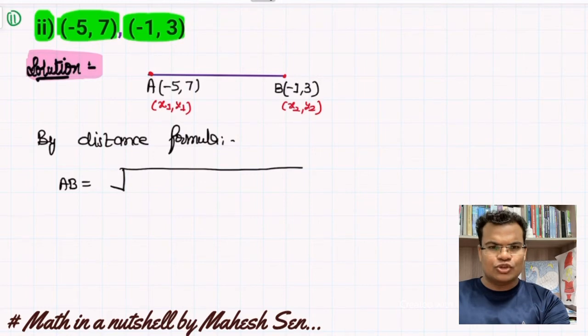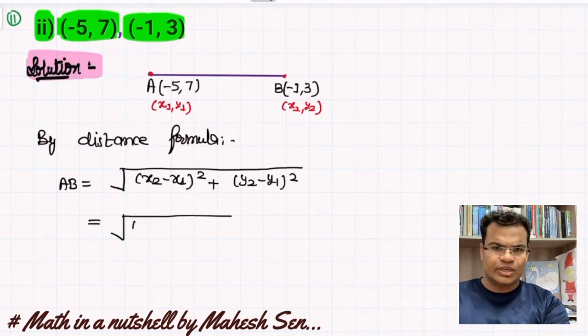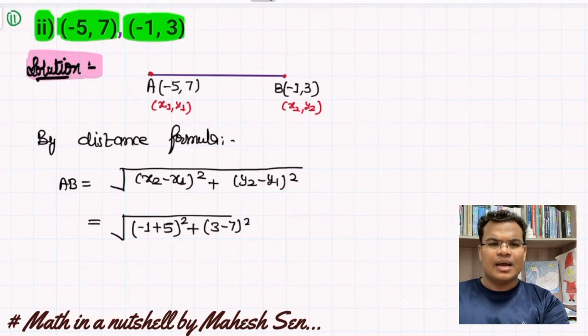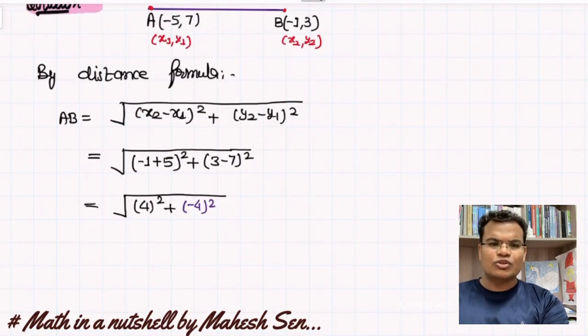So under root (x2 minus x1) whole square plus (y2 minus y1) whole square. Again and again you write it, you will learn this formula and not make any mistake. So under root x2 minus x1, where x2 is minus 1 and x1 is minus 5, so minus 5 becomes plus 5, giving 4 square, and (3 minus 7) whole square. Here 3 minus 7 is minus 4, so we write (minus 4) whole square. After solving, 4 square is 16 and minus 4 square is again 16.